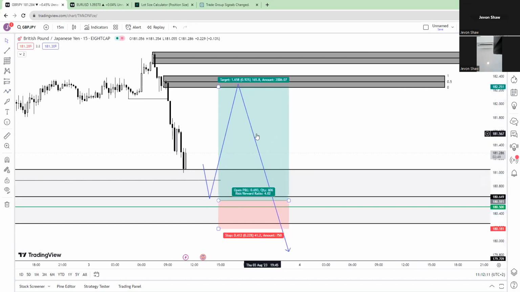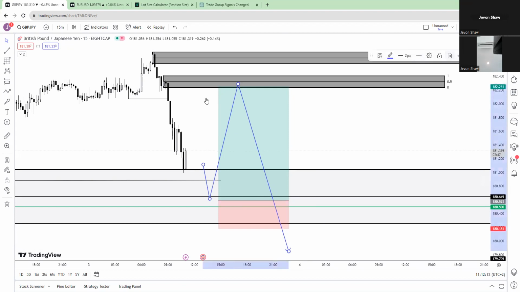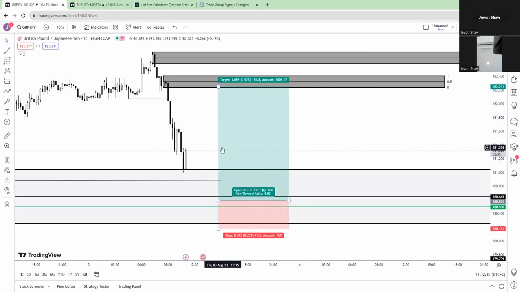Right, so my bias is still long on pound yen. We'll see when news is released. But if it's not around the zone, I won't be taking the decision. I won't be trading it.